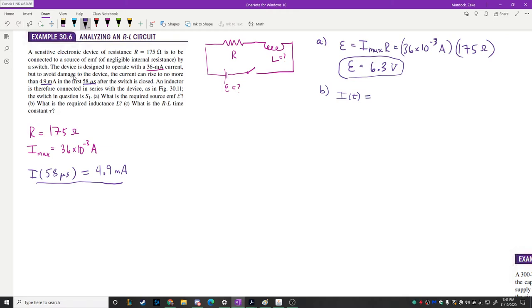So I of t is equal to I max, or E over R, multiplied by 1 minus e to the negative tR over L. And I believe we have all of the information we need here, and we just need to isolate L. I'm going to do this symbolically because I think it'll be more understandable, but I'm just going to indicate that we know this value. The t is going to be 58 microseconds, so we're using t equal to 58 times 10 to the negative 6 seconds. Micro is negative 6. And then we have everything else, right?